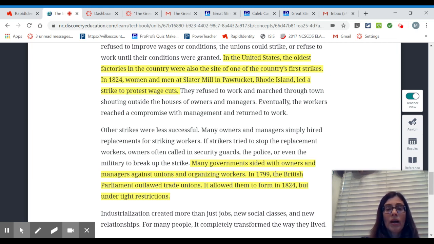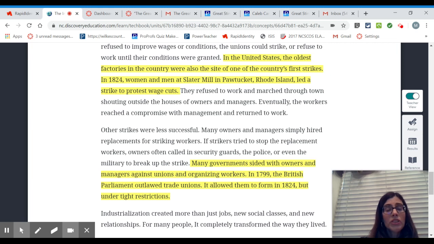So in Europe, because of these strikes, the government decided it was going to take a stand with the owners, and it did forbid the trade unions. Beginning in 1799, all of the unions were outlawed. But seeing that there really was a need for workers' rights and some protections, they rethought it in 1824 and allowed them to reform, but under close restrictions.